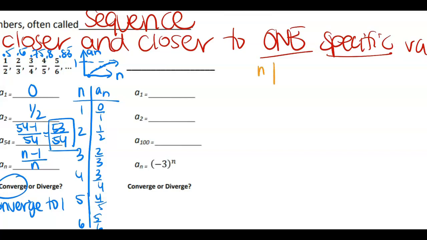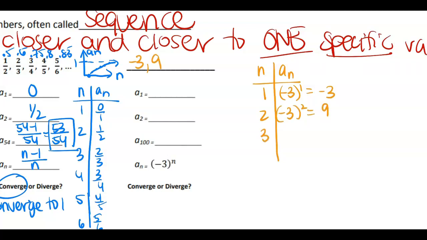So I have my n, and I have my a sub n. So for 1, I'm going to plug in 1, -3 to the first power. That's going to give me just -3. So that's my first value in my sequence. For 2, we're going to do -3 squared. Well, -3 squared is positive 9. 3, we're going to have -3 to the third power, and that's going to give me, well, -3 times -3 is positive 9. Positive 9 times another -3 is -27.